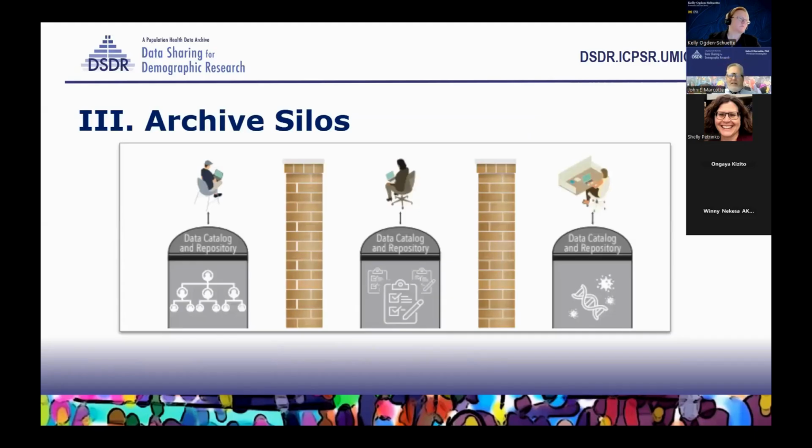Now we're going to talk a little bit about archive silos. I love this little graph that was put together by our graphics department. A shout out to Jenna Tyson, our wonderful graphic artist here, who made this nice graphic representing how archives are typically a data catalog and a repository, and they don't really talk to each other. They're siloed. They do what they do really well, but they don't talk to each other.